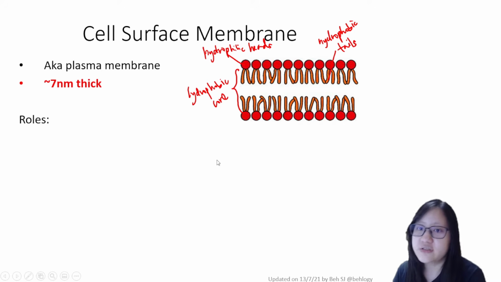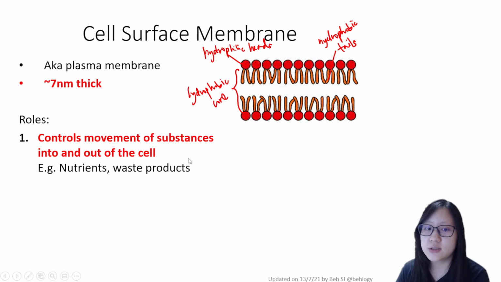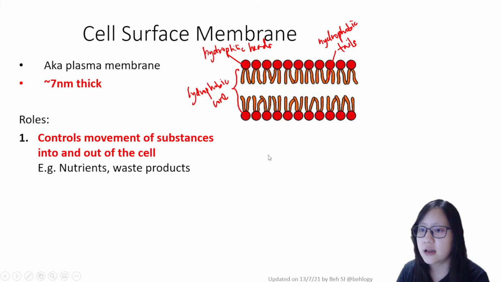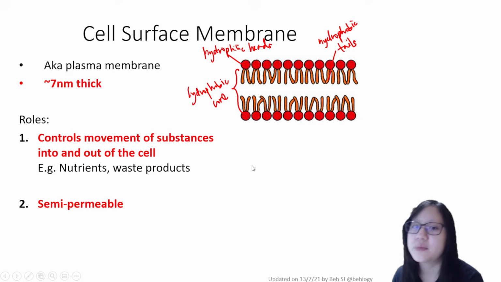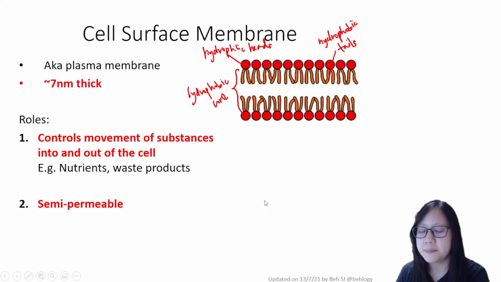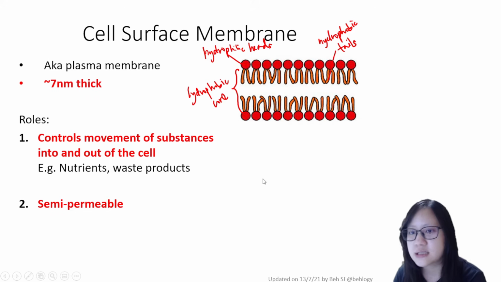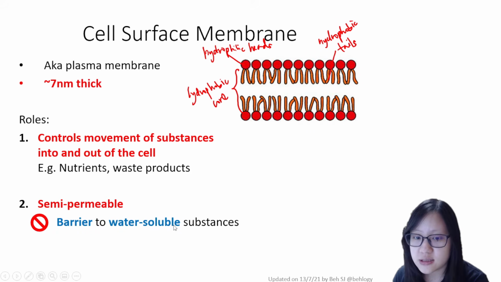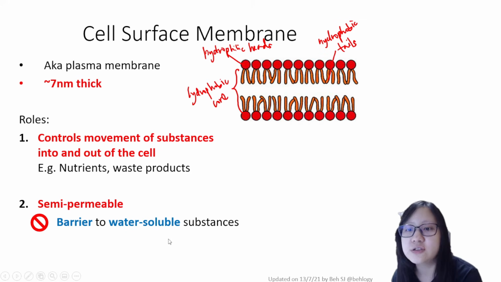Now, what is the function of the cell surface membrane? In general, it is to control movements of substances into and out of the cell. And it does this because it is semi-permeable. The cell surface membrane is considered partially permeable to substances. It is a barrier to water-soluble substances, mainly because water-soluble substances cannot pass through the hydrophobic core. They cannot interact with the hydrophobic tails here in the hydrophobic core, so they cannot pass through the cell surface membrane.